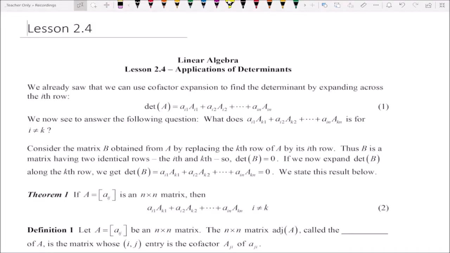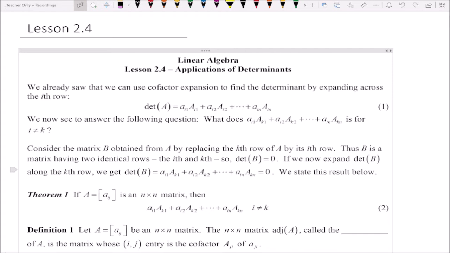Now, we have already seen that we can use cofactor expansion to find the determinant by expanding across the ith row. We now seek to answer the following question. What does this equal for i not equal to k?